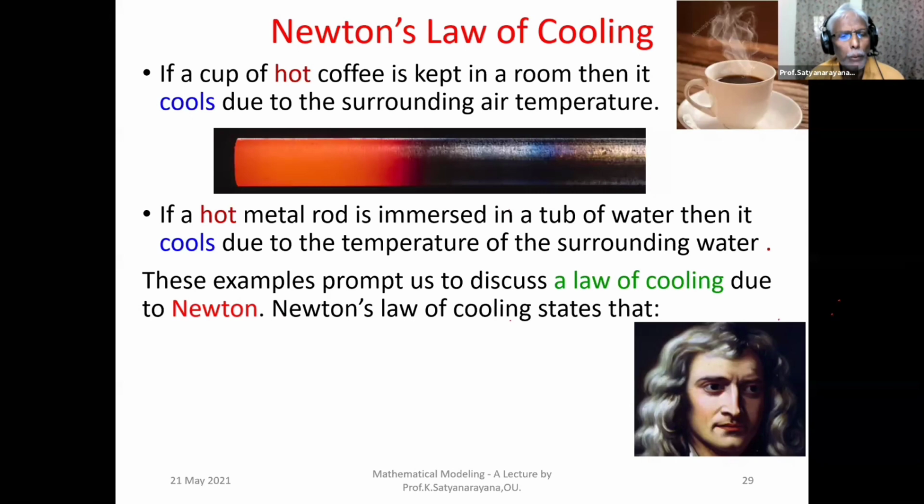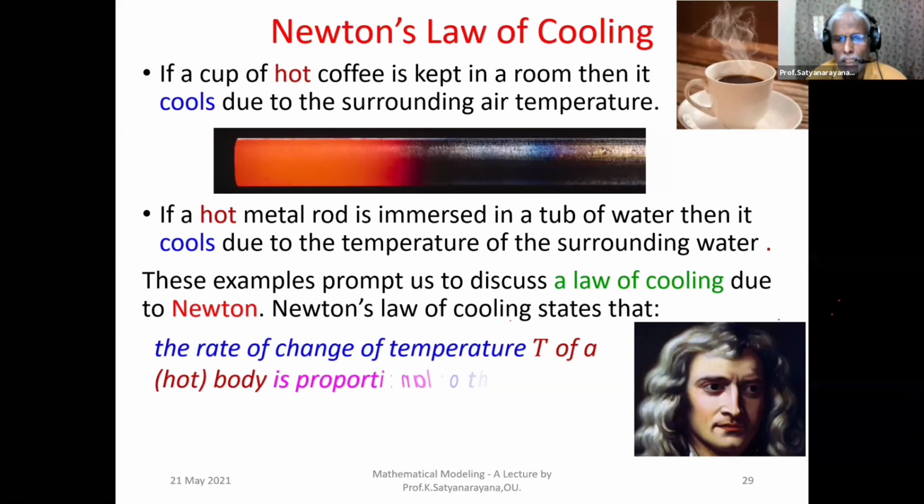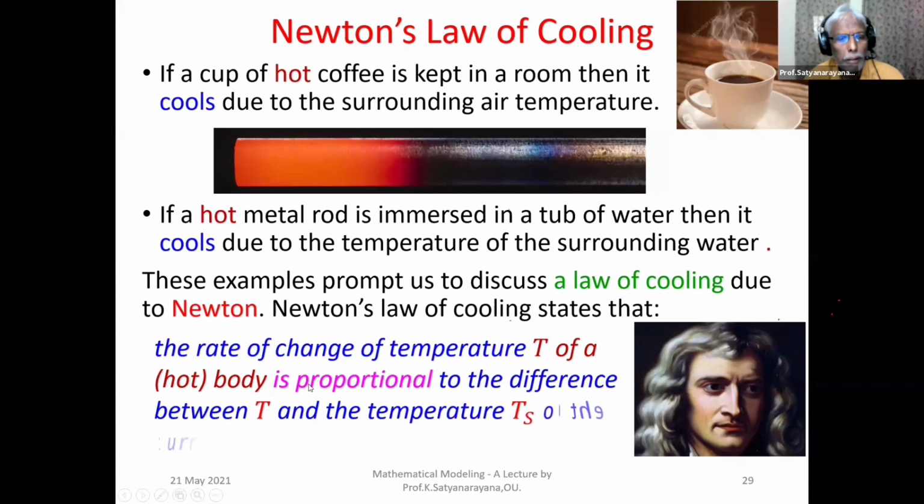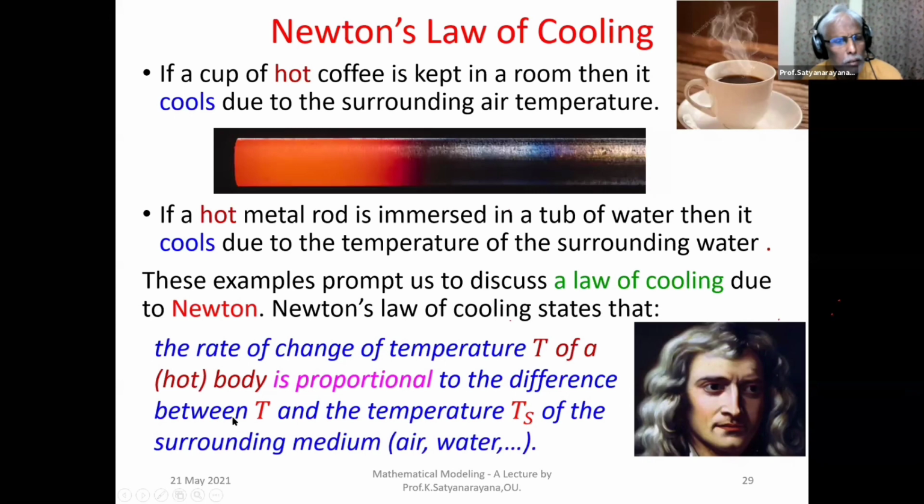And let's see what Newton's law of cooling is. Newton's law of cooling states that the rate of change of temperature, capital T, of a hot body is proportional to the difference between capital T and the surrounding temperature Ts. Surrounding medium is air or water. So that means the rate of change of temperature, that is dT by dt, small t, is proportional to the difference T minus Ts. What is Ts? The temperature of the surrounding medium. The medium may be air or water. That is dT by dt is directly proportional to T minus Ts.